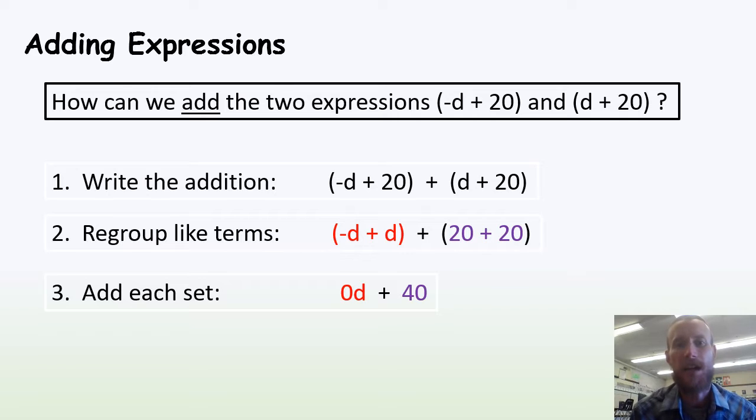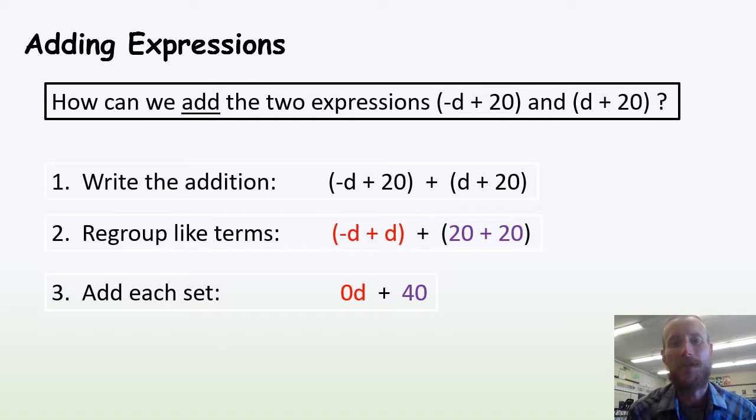So then we add each set. So we talked about in class today that first set, negative d and positive d are opposites, and they make 0. They could be written as 0 times d. They actually make truly 0 because they are opposite in value. The 20 plus 20 is easy. That makes 40 as a constant term.